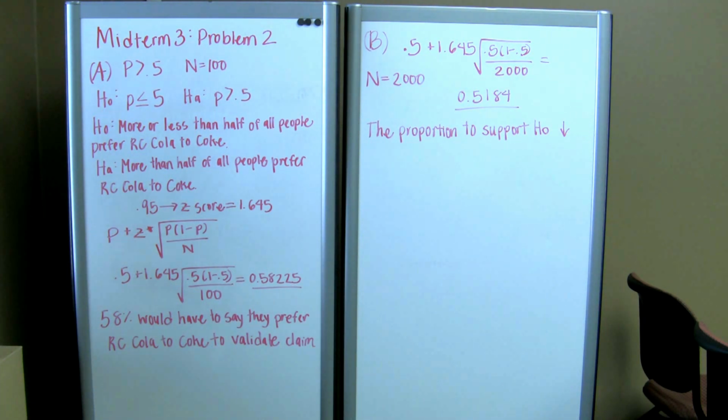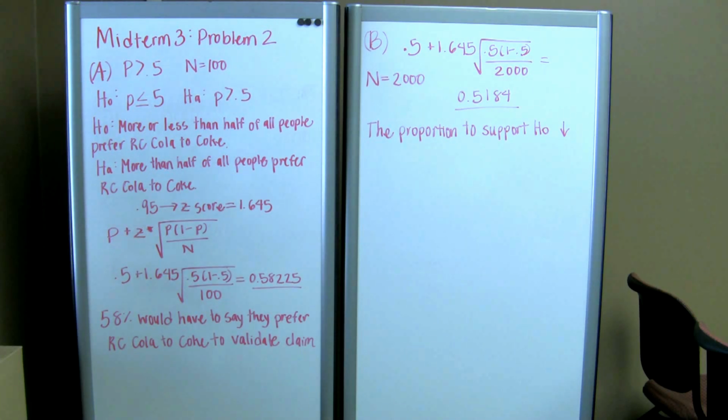So in part A, we needed to find the proportion of subjects that would have to say they prefer RC Cola to Coke to validate the following claim. There is statistically significant evidence that more than half of all people prefer RC Cola to Coke. So pretty much what we wanted to find was the proportion that was greater than 0.5.